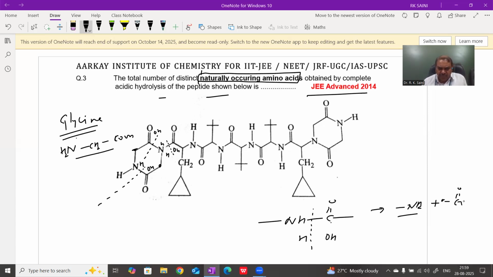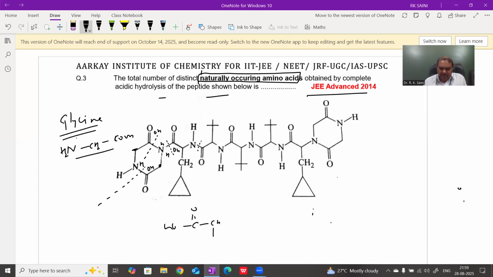Now, on further hydrolysis, we obtain the following amino acids. Observe the structure of this amino acid: COOH, the acidic group, contains CH, then CH2, and a cyclopropyl hydrocarbon part, and also contains NH2. It is an amino acid, but it is not naturally occurring. In this question, you identify the naturally occurring amino acids. Therefore, it is not a naturally occurring amino acid.